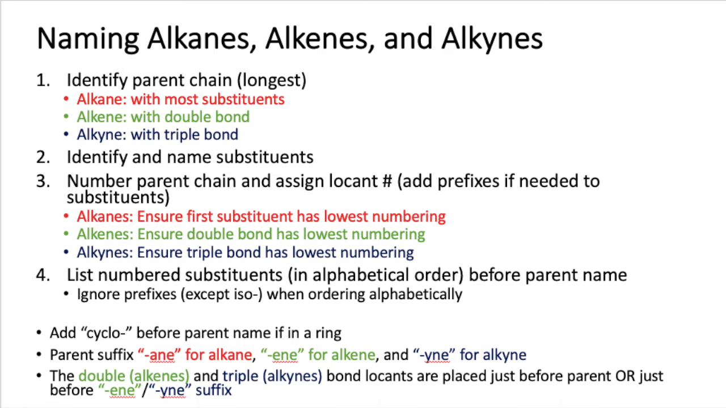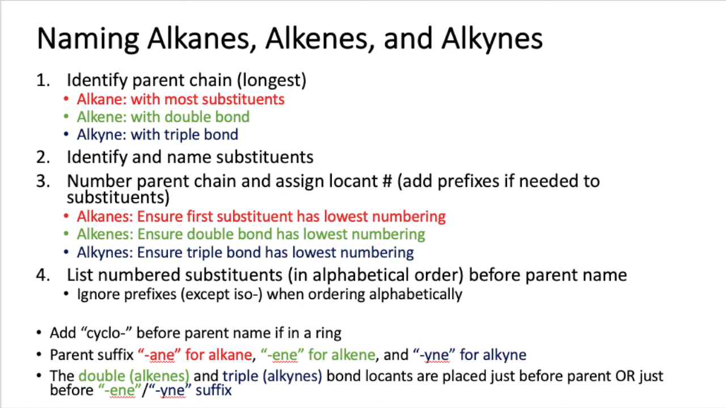For alkenes, you just got to make sure the double bond has the lowest numbering possible. It might not necessarily always be at carbon 1, but it has to have the lowest number possible when you're assigning the locants. And then for alkynes, again, just make sure the triple bond has the lowest numbering.